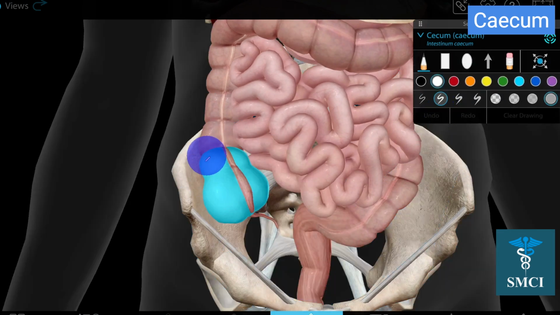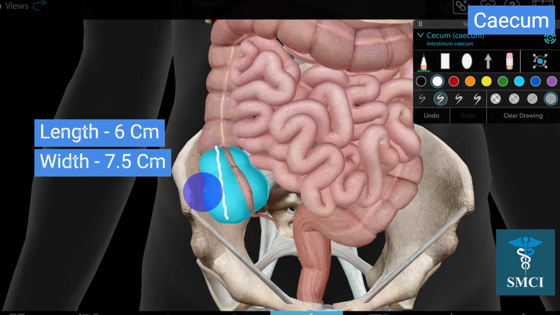Let's discuss the dimensions of the cecum. The length of the cecum is around 6 cm and the width of the cecum is around 7.5 cm. So we can say that the cecum is wider. It is one of the organs which has more width than length.